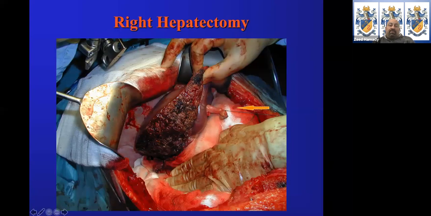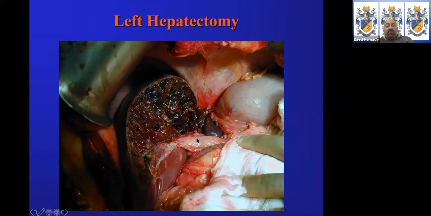So this is a picture of right hepatectomy, the same patient after the right liver has been mobilized completely. And this is a standard right hepatectomy. So therefore the segment four has been preserved as well as the middle vein. I wouldn't expect that this patient will struggle postoperatively in terms of liver regeneration.